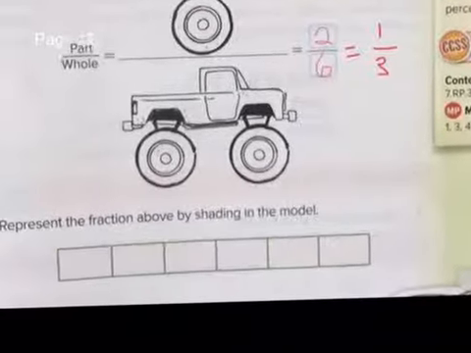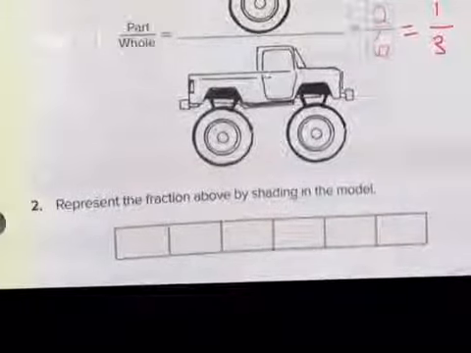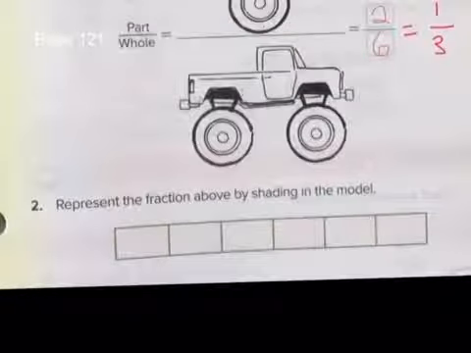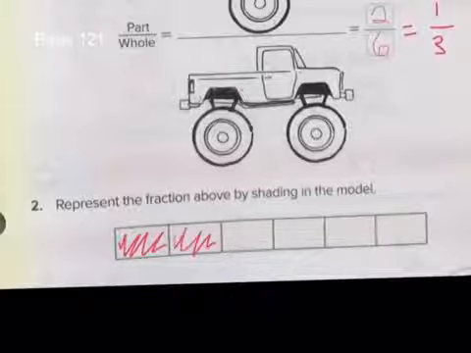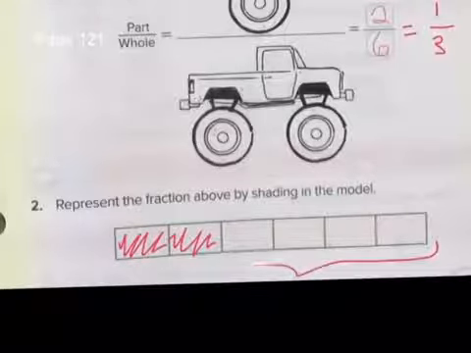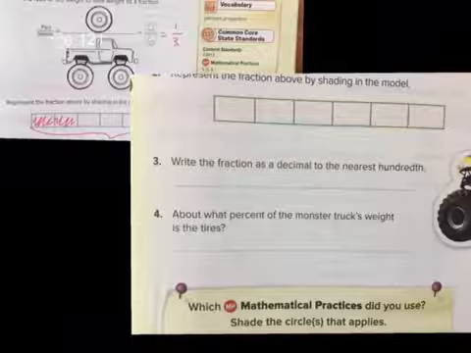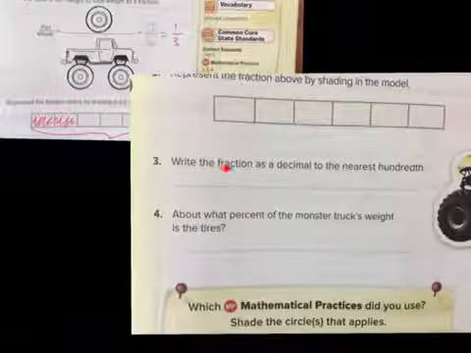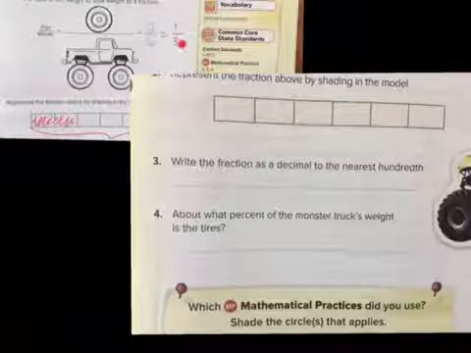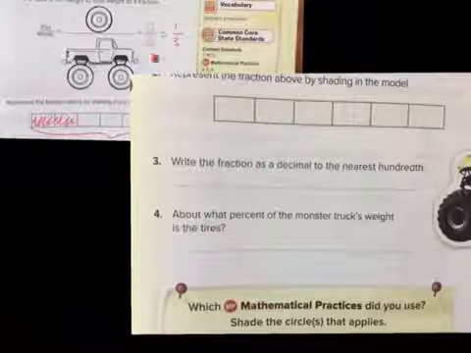All right, so let's go down here. Represent the fraction above by shading. Well, we know that we have 2 tons, so 1 ton and 2 tons out of the entire 6 tons. Okay, for question 3, we're being asked to write the fraction as a decimal. So let's write this fraction, 1/3 or 2/6, as a decimal.